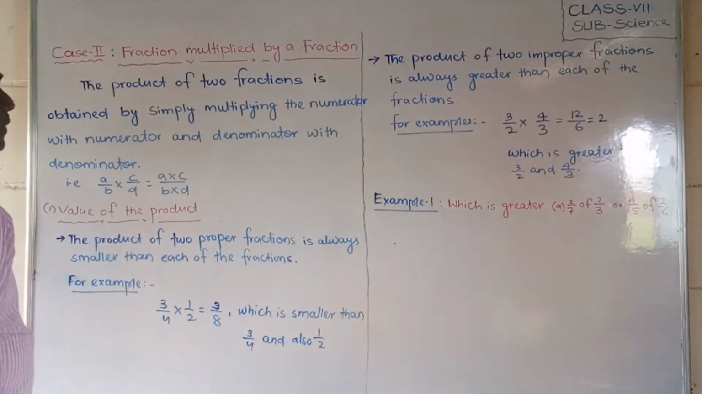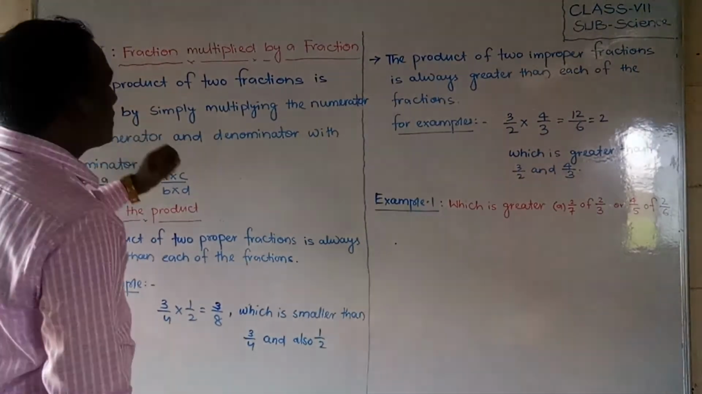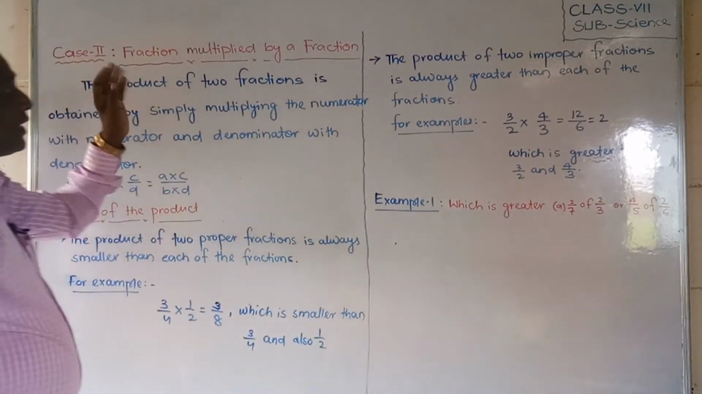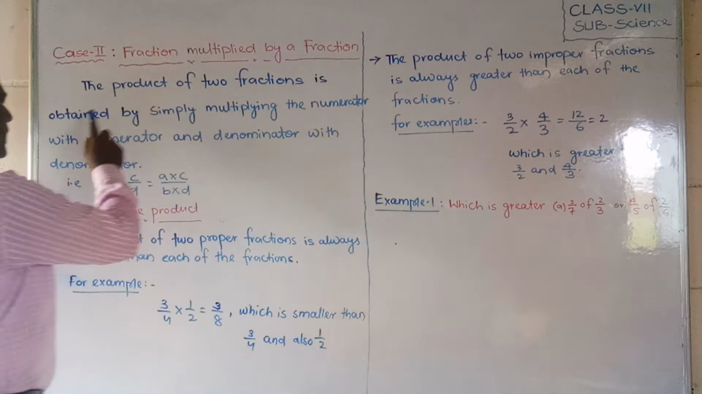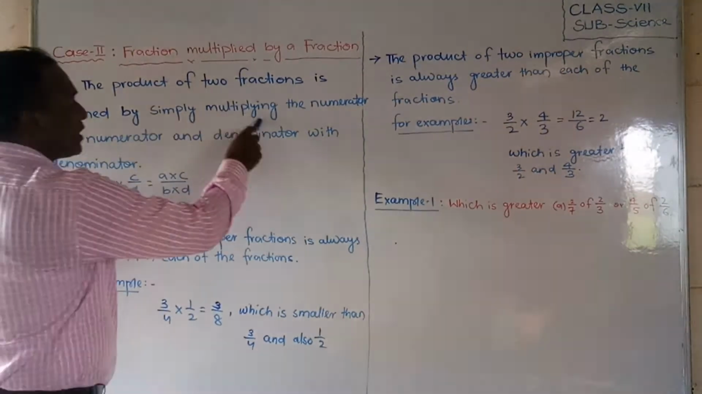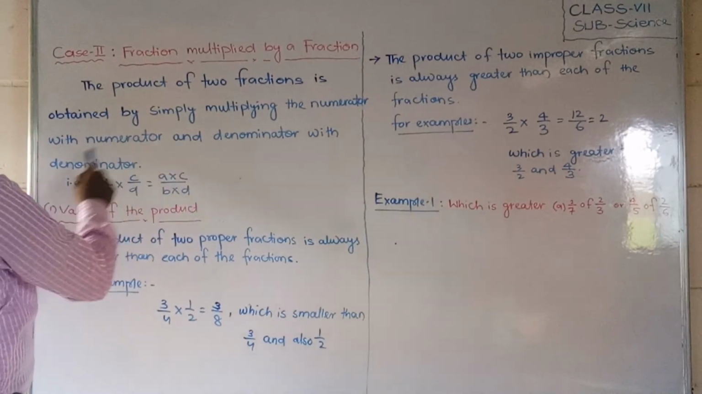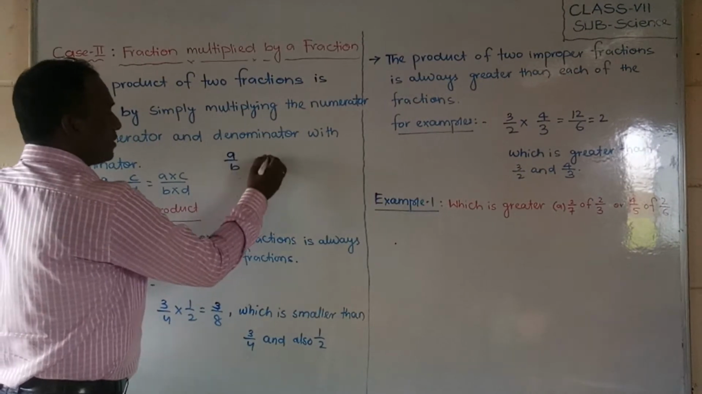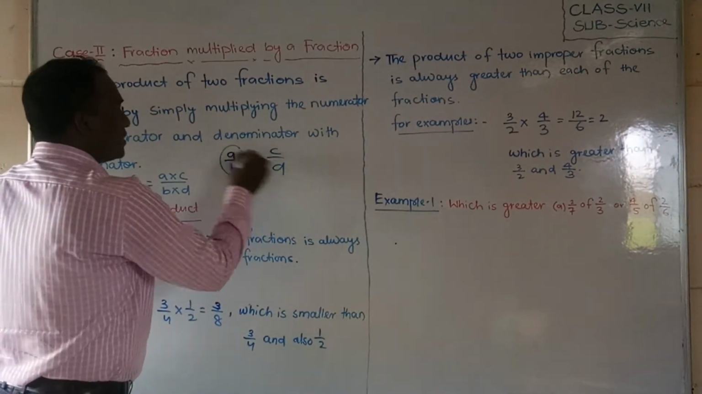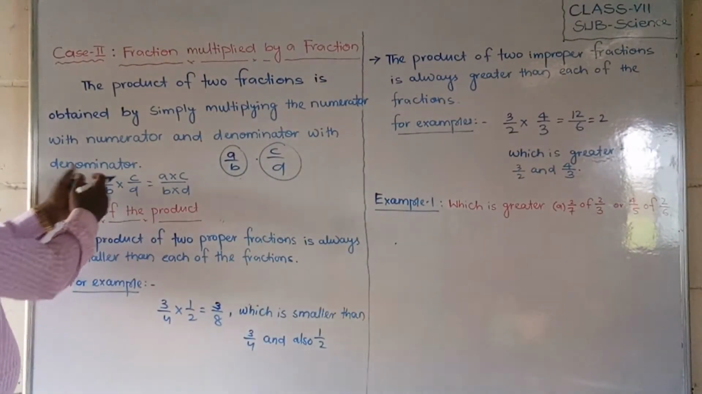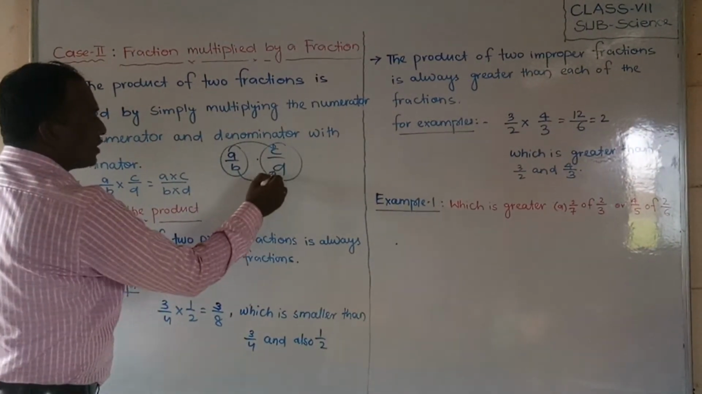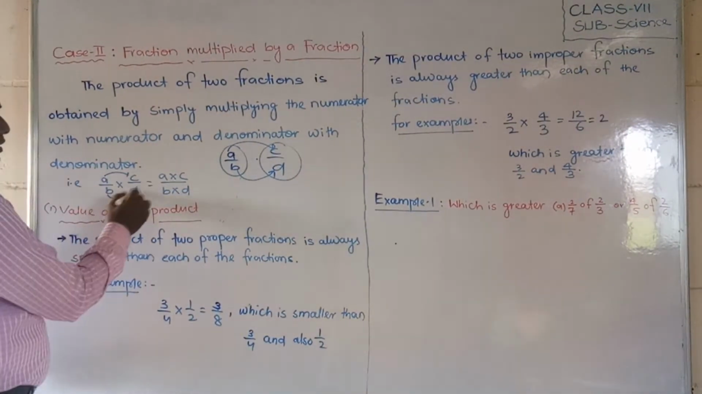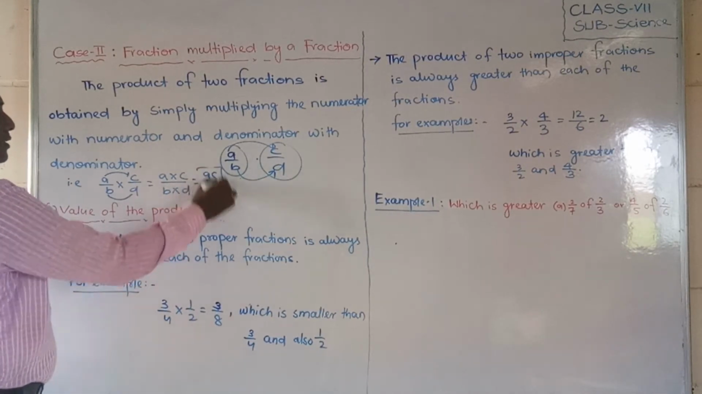Case 2, fraction multiplied by a fraction. In the last class we discussed a fraction multiplied with a whole number, but now we are going to learn about a fraction multiplied by a fraction. The product of two fractions is obtained by simply multiplying the numerator with numerator and denominator with denominator. Suppose a by b is one fraction and c by d is another fraction. When we multiply them, we multiply a with c and b with d, then we get ac by bd.